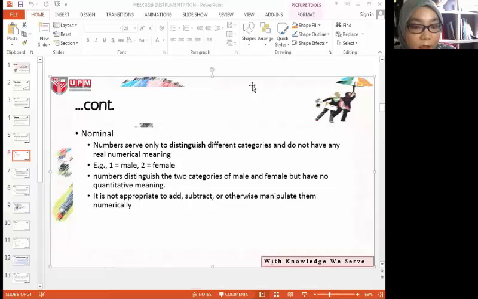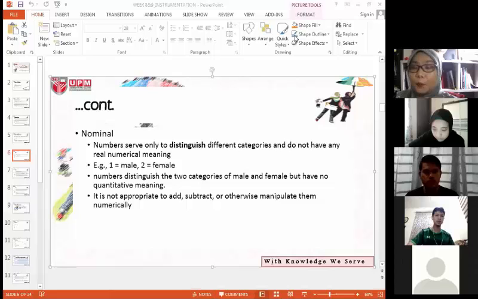Okay, and it is not appropriate to add, subtract or otherwise manipulate them numerically. So meaning to say when we use numbers to represent a certain group, we cannot transform this data to get a mean or average. For example, if I use 1 for male, 2 for female, is it possible for me to get the mean for this male and female?